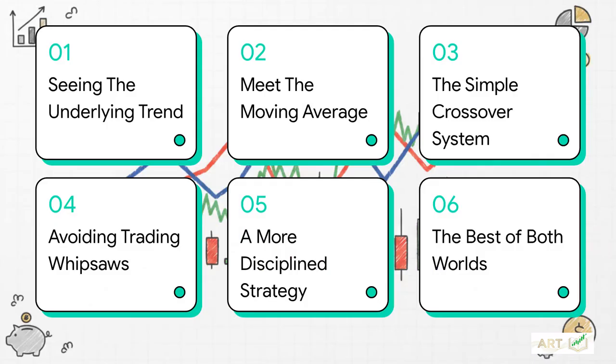All right, so here's our game plan for this explainer. First, we're going to tackle that core problem, how to see the real trend through all the noise. Then I'll introduce you to our secret weapon, the moving average. From there, we'll build a classic beginner's trading system, show you its fatal flaw, and then we'll level it up into a more disciplined and finally a pro-level strategy that really gives you the best of both worlds.